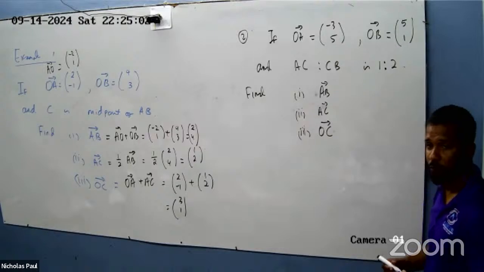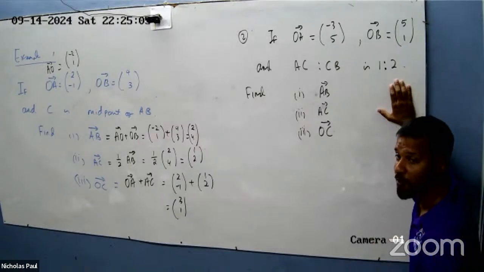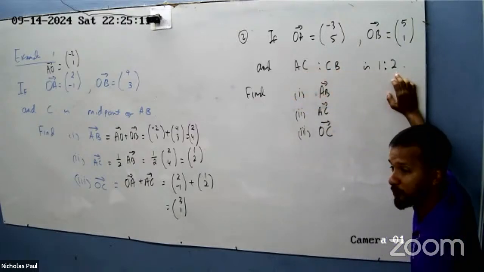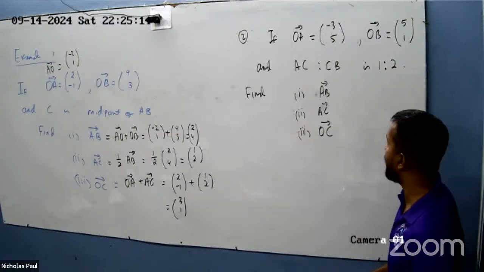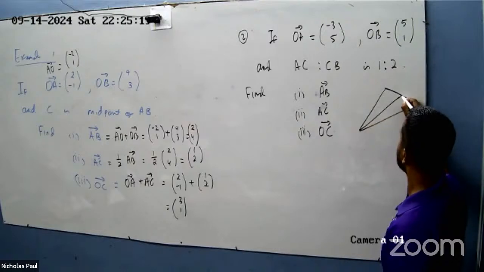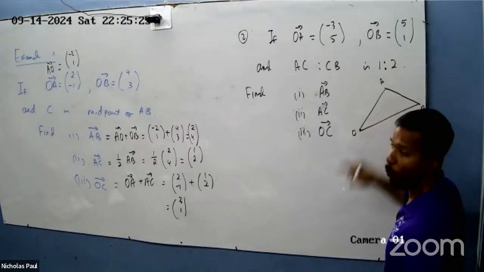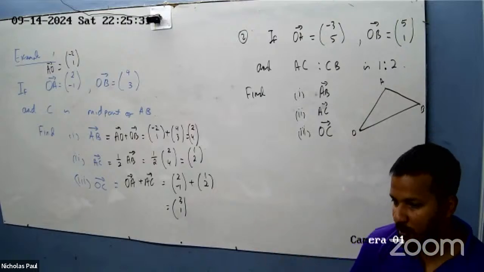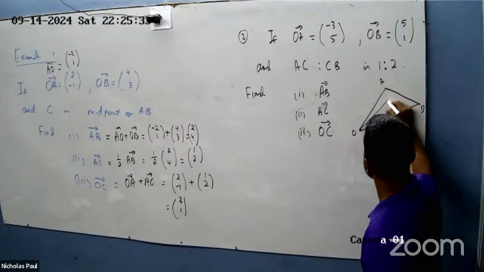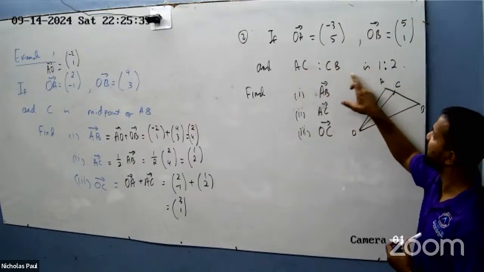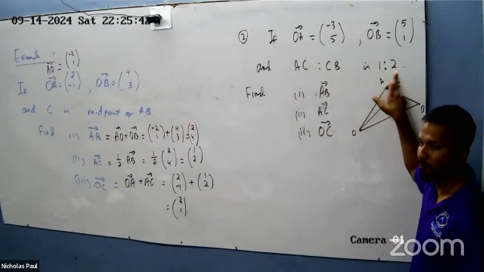Question. What does this mean? A ratio, right? So it means that AC to CB is 1 to 2. So when you draw your little diagram, here is the O, here is the A, here is the B. Where is C? Is C closer to A or closer to B? Closer to A, correct? Because AC is smaller than CB, right?